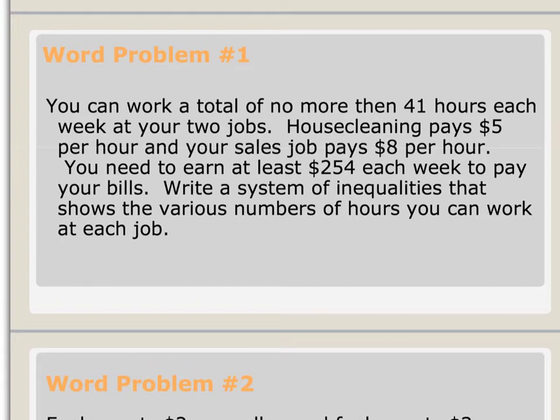You can work a total of no more than 41 hours each week at your two jobs. House cleaning pays $5 per hour, and your sales job pays $8 per hour. You need to earn at least $254 each week to pay your bills. Write a system of inequalities that shows the various numbers of hours you can work at each job.